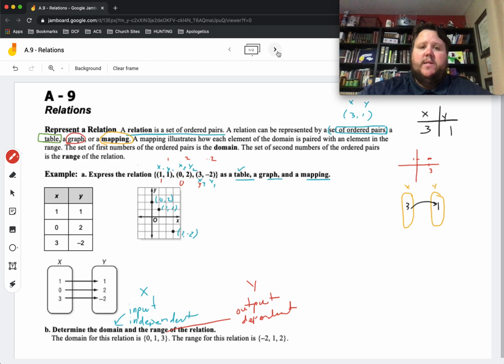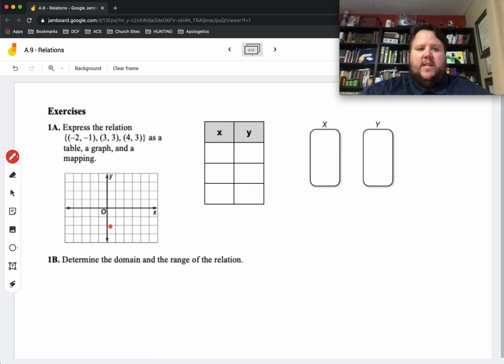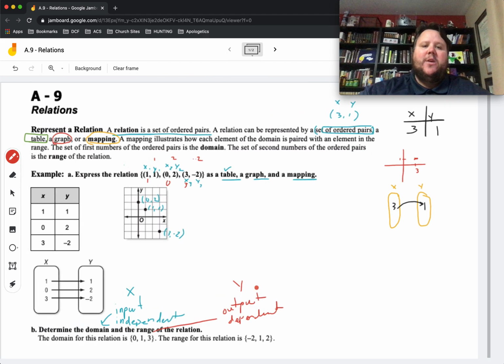And so that's all you're doing today. You're going to do this problem. You're going to express this set, (-2, -1), (3, 3), (4, 3), as a table, which will be here, as a graph, which would be here, and as a mapping, which is here. And then you're going to determine the domain and range. So you're doing exactly what we did here.